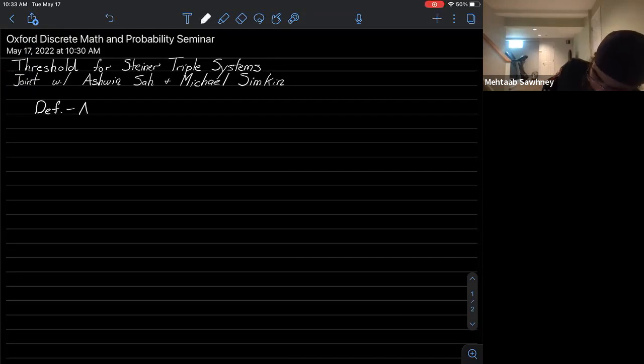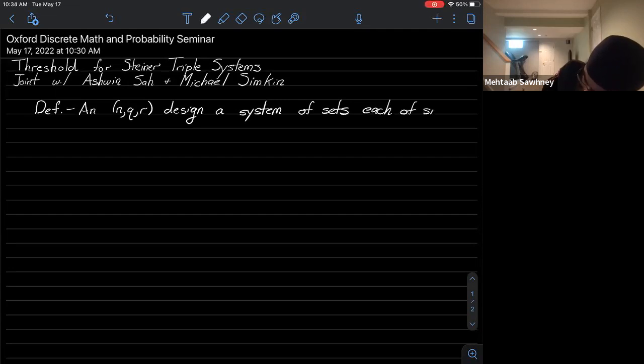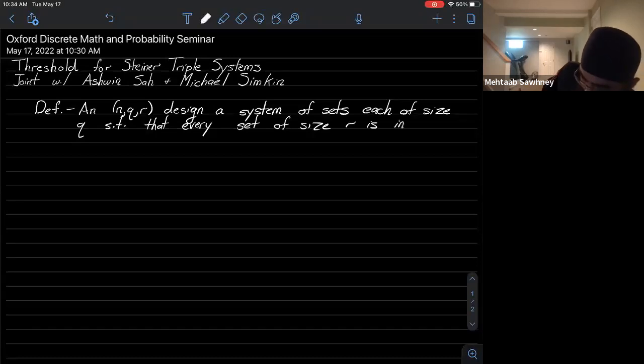An (n, q, r) design is a system of sets, each of size q, such that every set of size r is in exactly one set of size q.